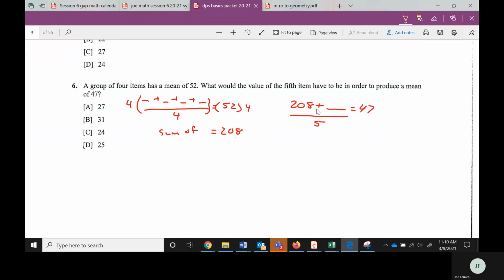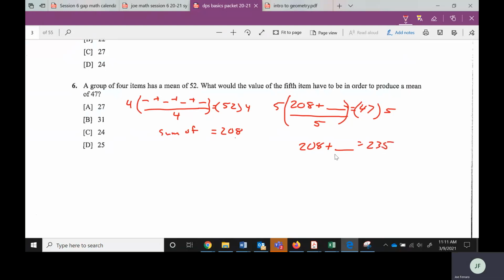So now we've got to figure out what I need to add here so that when I add it and divide by 5, I get 47. You could do guess and check with these: put 27 in there, see if it works, put 31 in there, see if it works. Otherwise, it goes back to the algebra type thing, meaning, what do I need this to add up to so when I divide by 5 it equals 47? So you do the opposite and you multiply by 5. These 5s cancel out, so 208 plus something. If I take 47 times 5, that's 235.